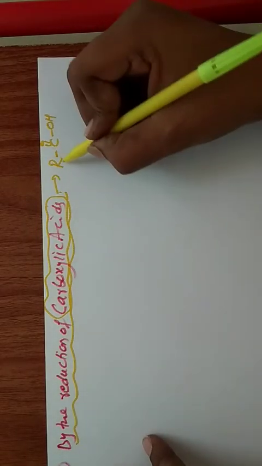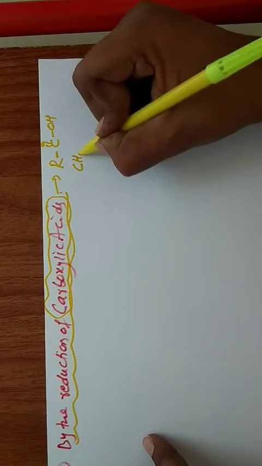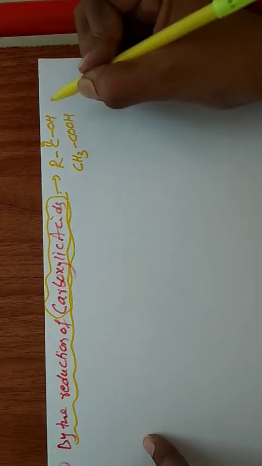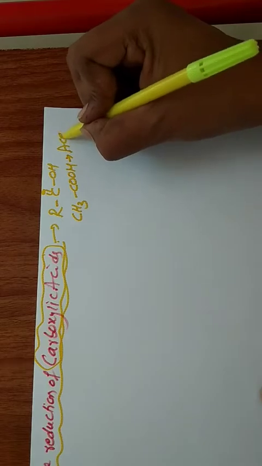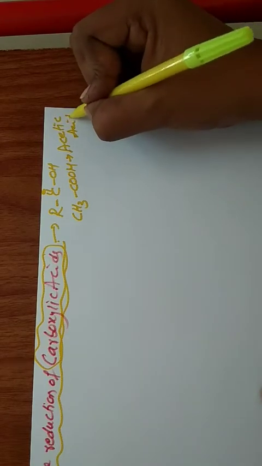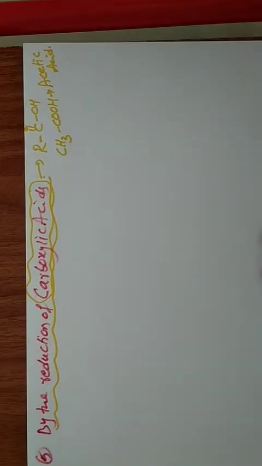So what is the best compound? Suppose instead of R, we take CH3COOH, acetic acid. What is this name? Acetic acid, already you know. Carboxylic acid. Now this type of compound we can reduce. What type of compound can we get? Alcohol is formed as a product. So for the simple reaction, first we write the statement.